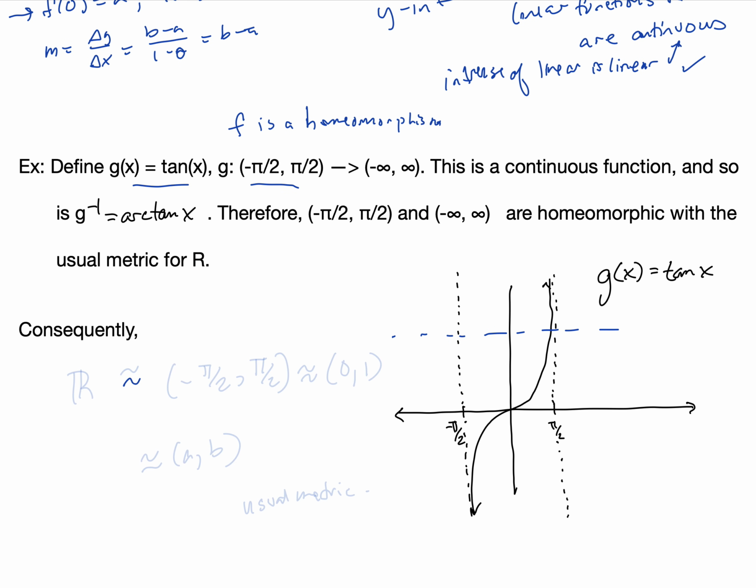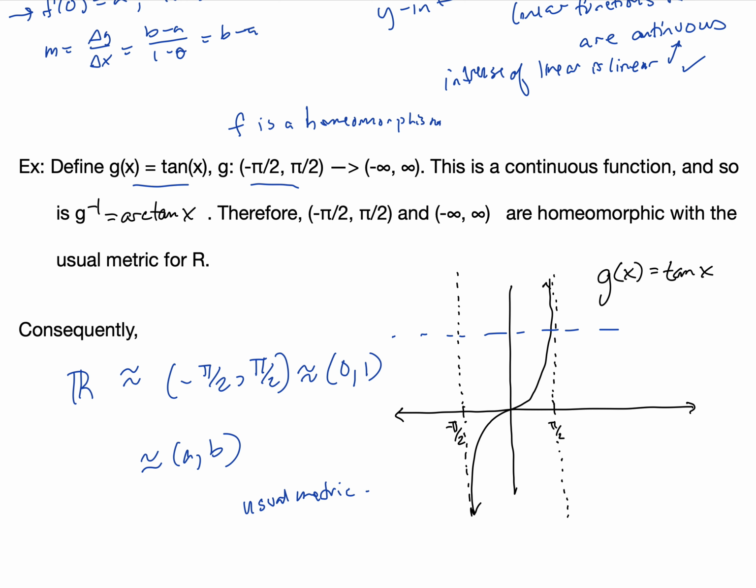So this tells us that the real numbers is homeomorphic to the set (negative pi over 2, pi over 2), which is also homeomorphic to our set (0, 1), that interval by above, and any open interval from a to b will be homeomorphic. So all of these are in one equivalence class of homeomorphic metric spaces with the usual metric.